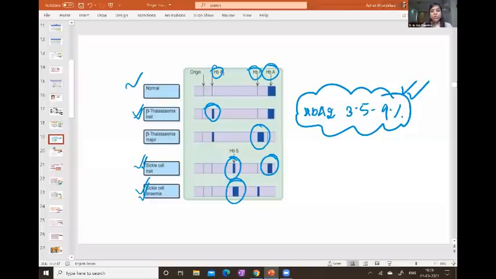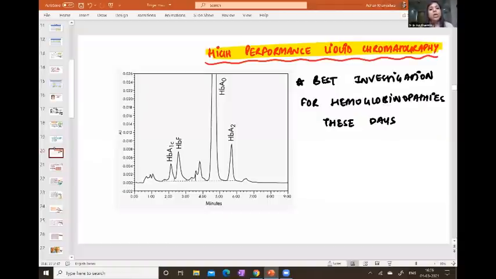Then students, we also talk about one other investigation, which is one of the latest investigations which we do to diagnose hemoglobinopathies, that is high performance or high pressure liquid chromatography, right? Why is this investigation superior to electrophoresis? Because it's a simple machine. We take the patient's blood and we directly get the percentages of various hemoglobins. So suppose I get the percentage of HbA2 is 7%.